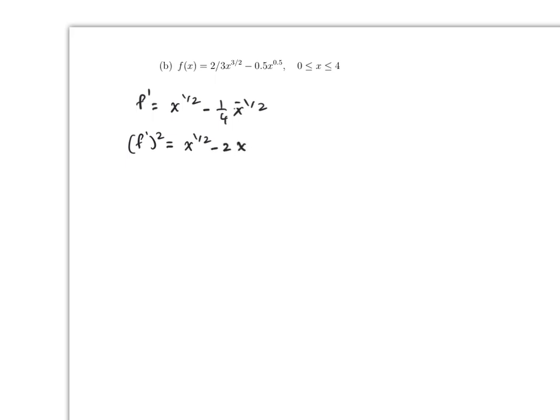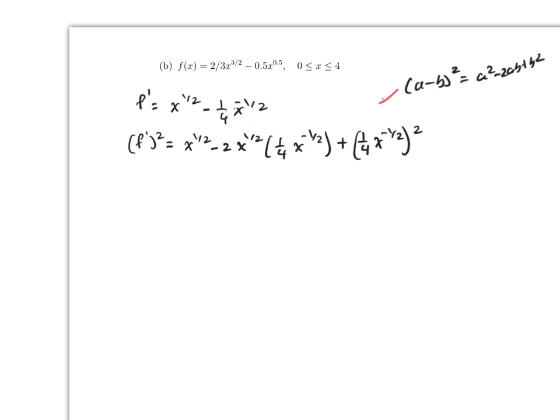Then you square this, you'll end with x to the 1/2 minus 2 times 1/4 plus 1/4 x to the minus 1/2 squared. I just use the fact that this is equals to a squared minus 2ab plus b squared. So here gives you this, okay?